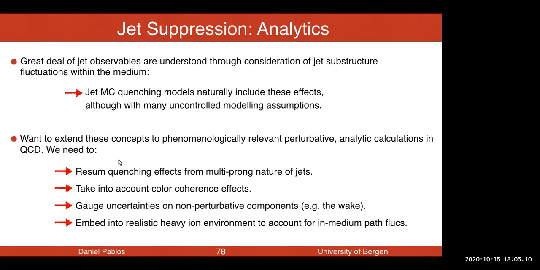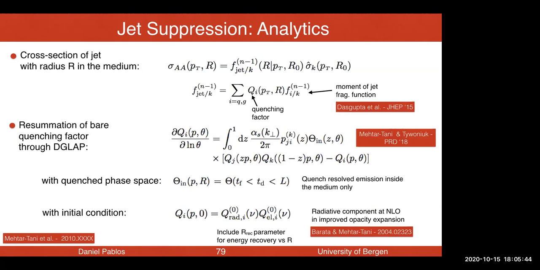We also need to take into account the color coherence effects. Only the emissions that are resolved actually contribute to energy loss. Also important is to gauge the uncertainties on the non-perturbative components, such as the wake, which can have important effects. And we need to embed it into a realistic heavy ion environment. Even though we want to have analytics, these analytics need to be respectful of the medium path fluctuations that the jet experiences from one event to another event. So this is just a very brief sketch of the ingredients that go into this computation.